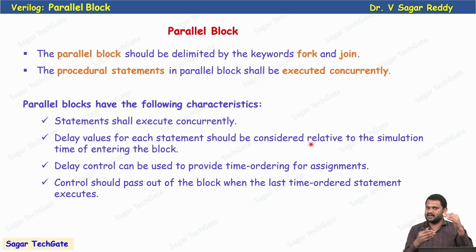For example, I have 5 statements, and I specify that one statement will execute after 30 simulation time units. That is the highest time delay, so it is the last statement in the parallel block. Clear? In that case, after executing that, control passes out of the block. We'll see some examples, then you can understand.